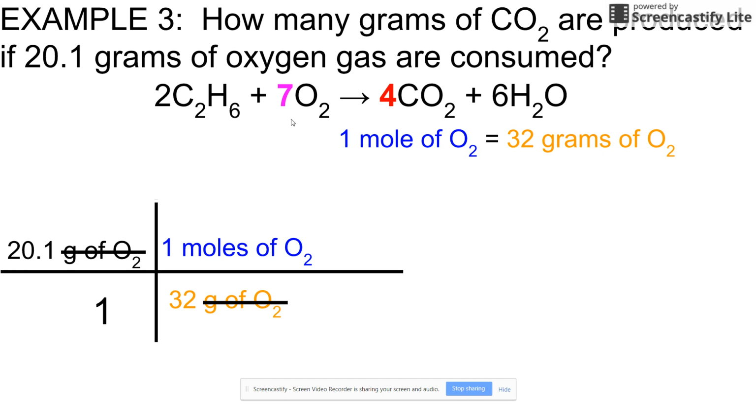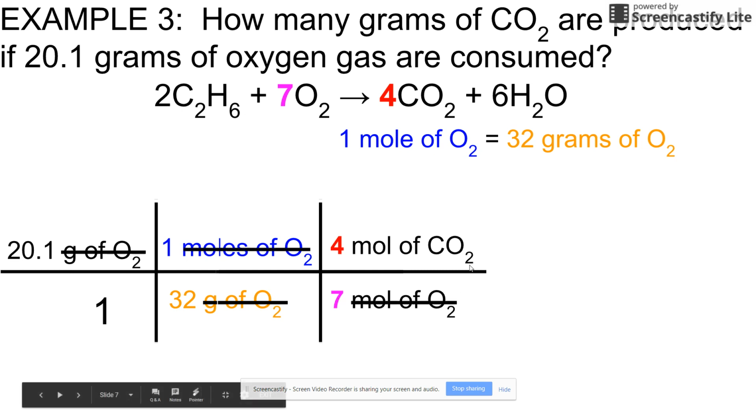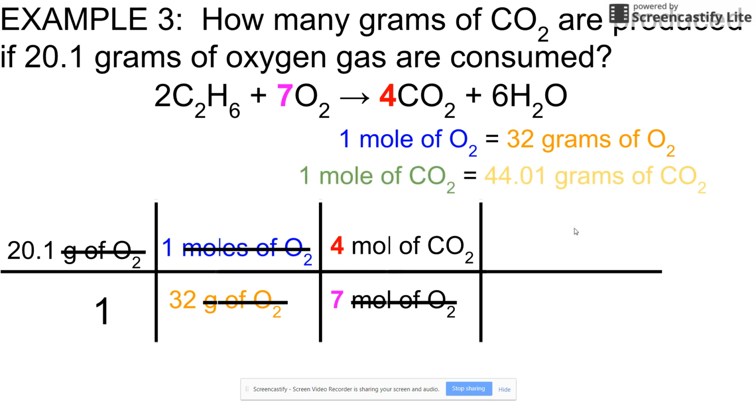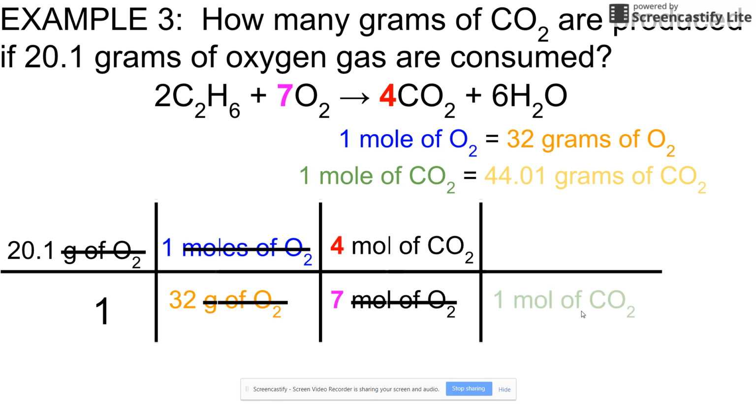So now you use your balanced equation. You go from moles of oxygen to moles of carbon dioxide. For every 7 moles of oxygen, it produces 4 moles of carbon dioxide. So you can cancel. If you stopped here, this would give you moles of carbon dioxide. But your question asks how many grams of carbon dioxide. So you have to go all the way to grams. Calculate the molar mass of carbon dioxide: 1 carbon, 2 oxygens equals 44.01 grams. Then you think of what goes on the bottom here. You have your 1 mole of carbon dioxide, and that is equal to 44.01 grams of carbon dioxide.